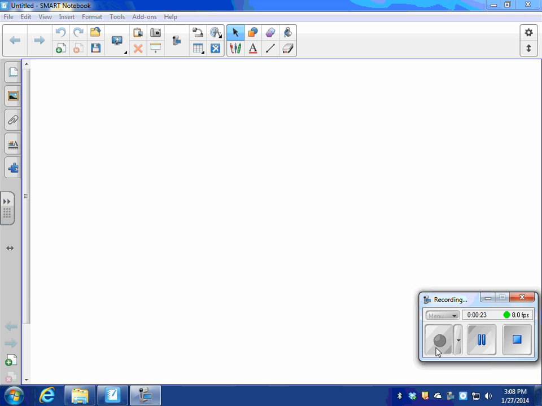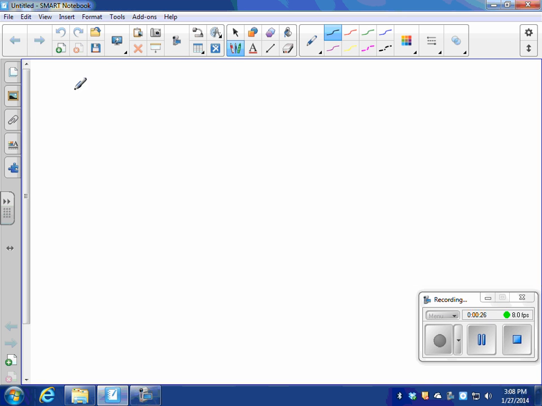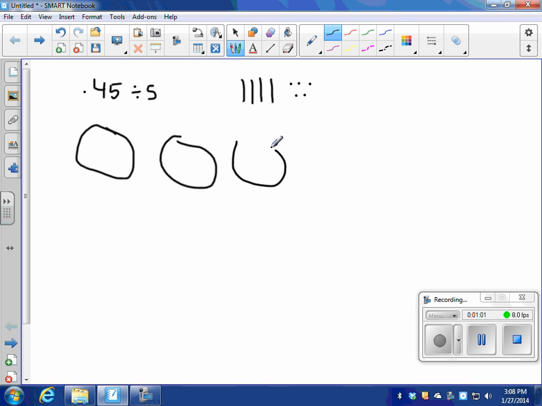Okay, so we're going to start off with 45 hundredths divided by 5. And this was the example on today's classwork. I can represent 45 hundredths divided by 5 using lines to represent my tenths place and dots to represent my hundredths place. So I've got 4 tenths and I have 5 hundredths. And I want to divide them into 5 groups. So 1, 2, 3, 4, 5.